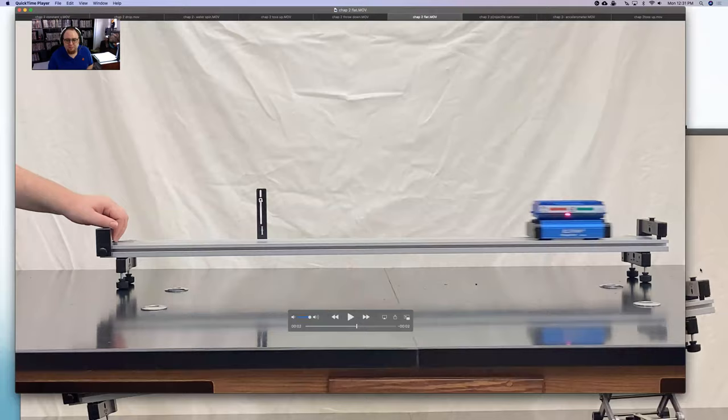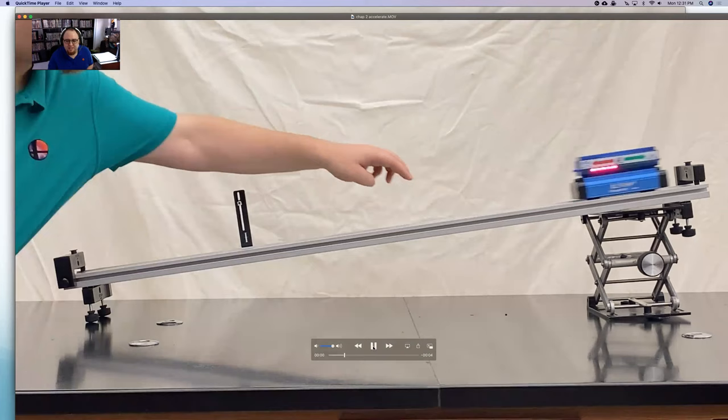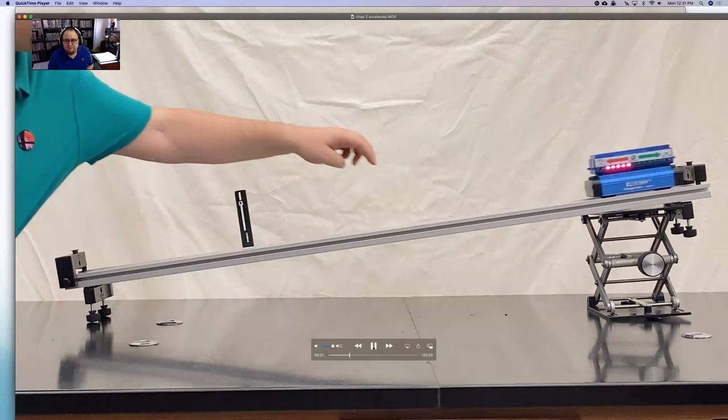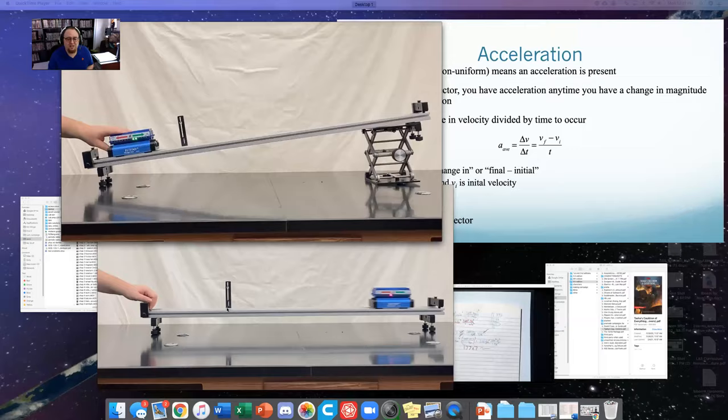However, if I have this on a ramp, when I push and let go, you can see the entire time it's moving, it has acceleration in the negative direction. At all times, it's accelerating down the ramp, except when I push it. When I push it, I'm giving acceleration to go up. But on its way up the ramp, it has acceleration down the ramp. On its way down the ramp, it has acceleration down the ramp. That's just saying how the velocity is changing.